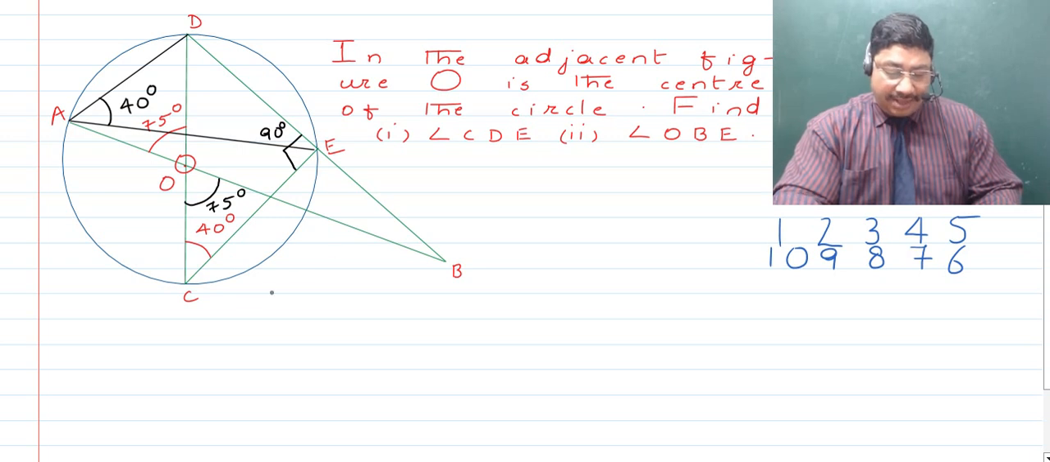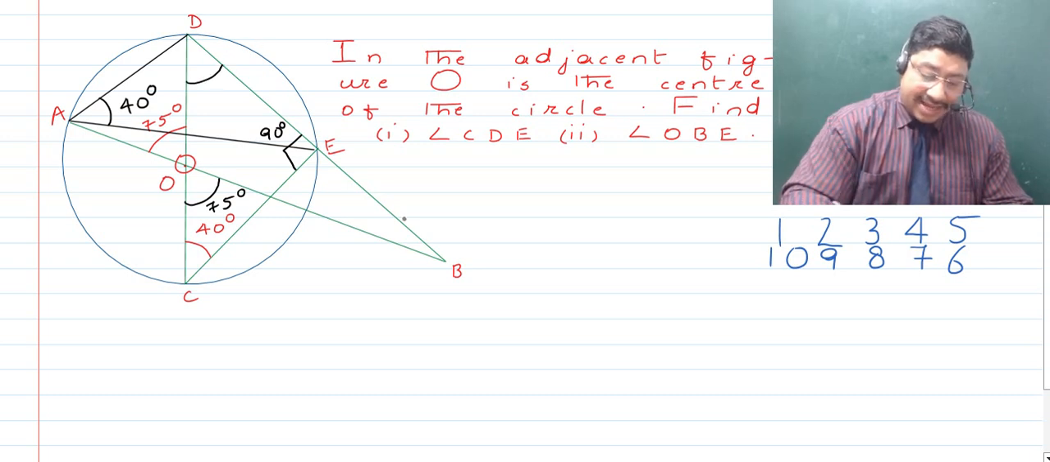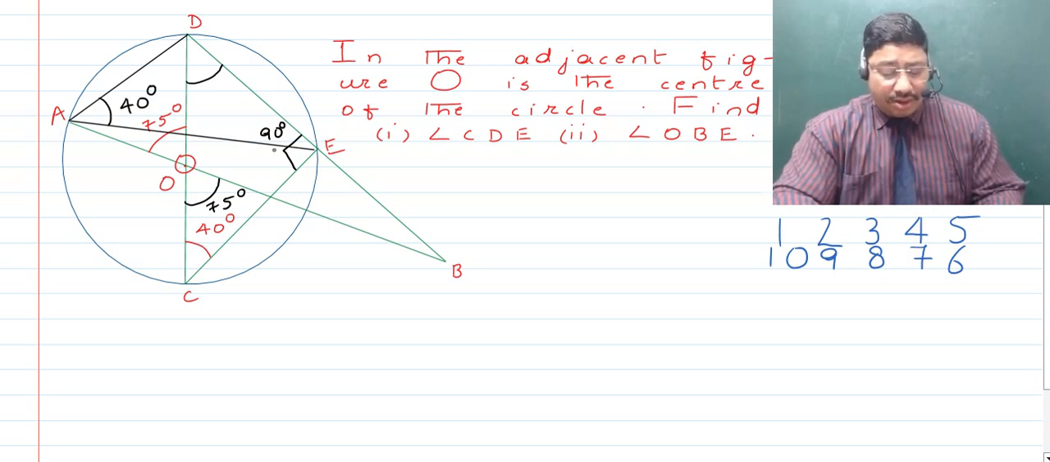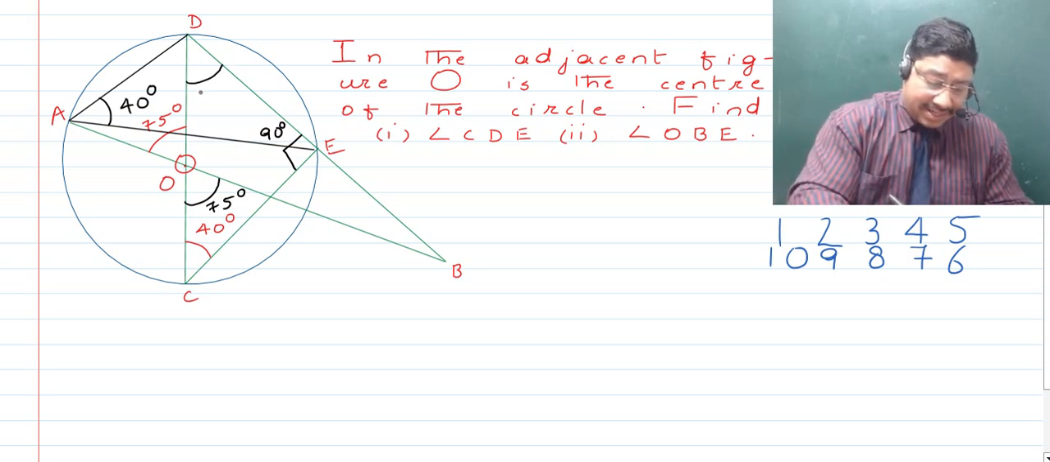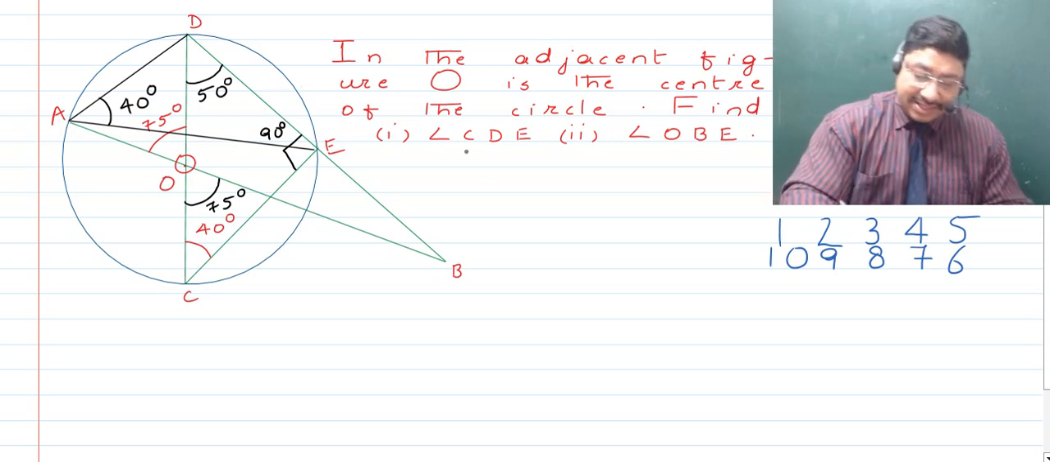We require to find out CDE. Obviously, this is that angle that we just talked about. This angle can very easily be found out by subtracting from 180 the sum of 90 and 40, which is 130, and thus this angle is going to be equal to 50 degrees. So this angle is 50 degrees. We have this, and this is one of our answers.